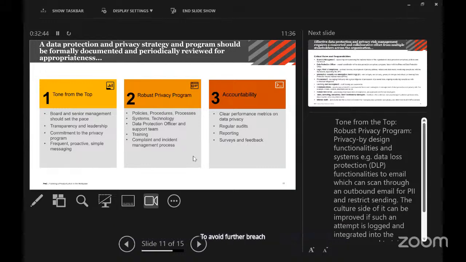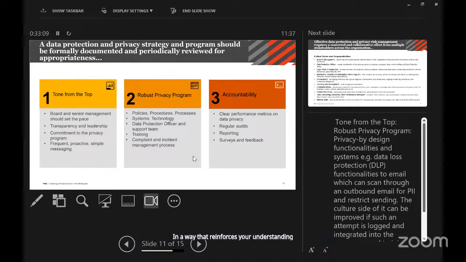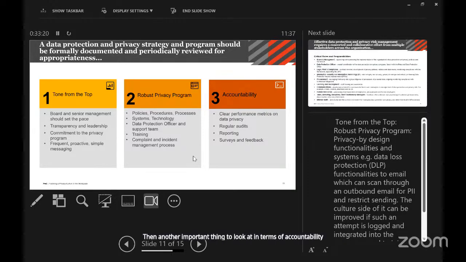So as and when an incident happens, it's good to have a clear channel and to encourage reporting. Do not treat the reporter with such disgrace that the next person who has an incident is afraid to report. So encourage a culture of reporting and deal with those incidents as they come in a way that reinforces your understanding, but also the consequences come out in a way that you have considered and supported the staff in that process. Then another important thing to look at in terms of accountability is the surveys and feedback.